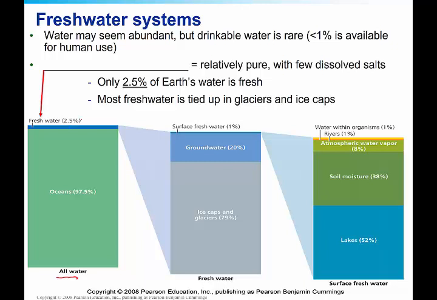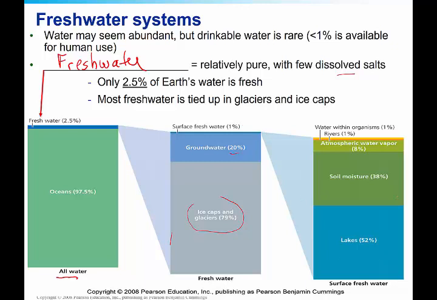Now, what do we mean by fresh water? Well, fresh water is relatively pure and has very few dissolved salts. Now, if we look at the fresh water that exists on Earth, this 2.5%, and we expand it over here, you can see that most of fresh water is actually bound up in ice caps and glaciers, 79%. Of course, that's changing with climate change. About 20% of fresh water is in the ground in the form of groundwater, and 1% is on the surface, which is, well, let's see what the surface is.